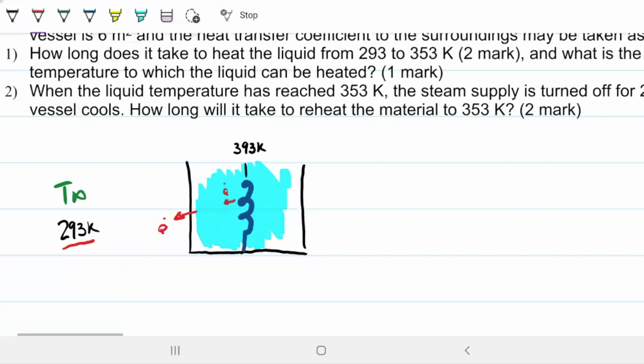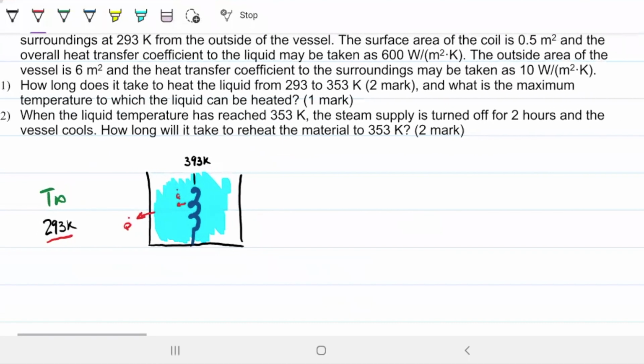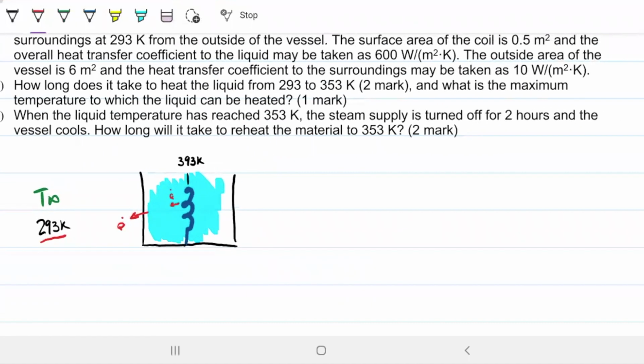We are to find how long it takes to heat this liquid from 293, which, mind you, is the temperature of the outside, so they were both at the same temperature before the whole thing began, to 353. And what is the maximum temperature to which the liquid can be heated? So it's a two-part question: what is the maximum temperature, and what is the time it takes? Like I said, if we didn't have this loss part of the problem, the maximum temperature we could reach would be 393, right? But since we have that, there will be an equilibrium point that we can find.